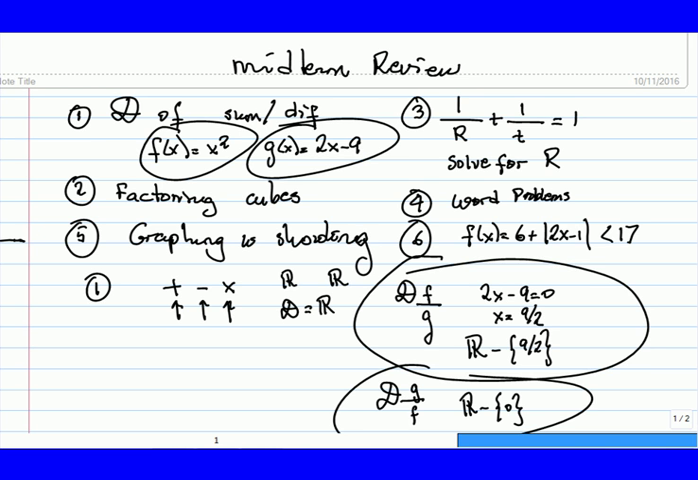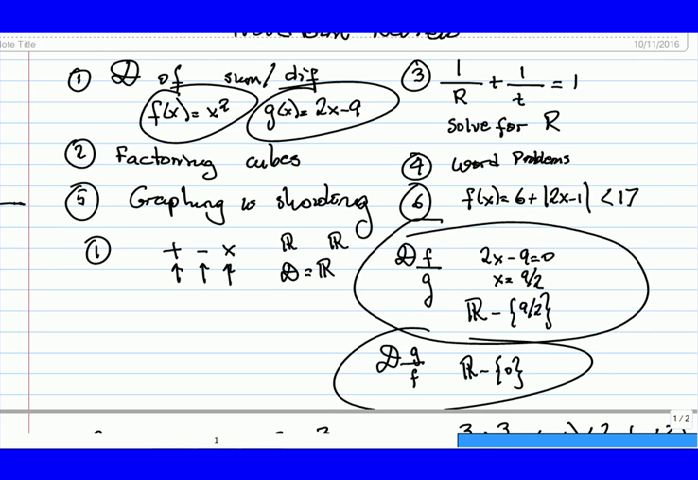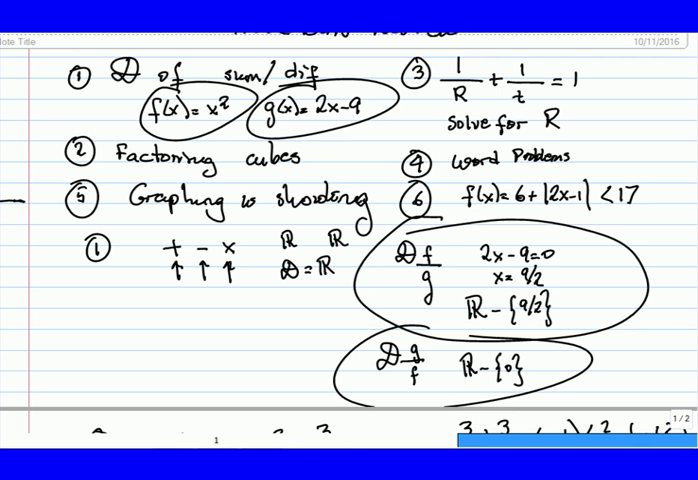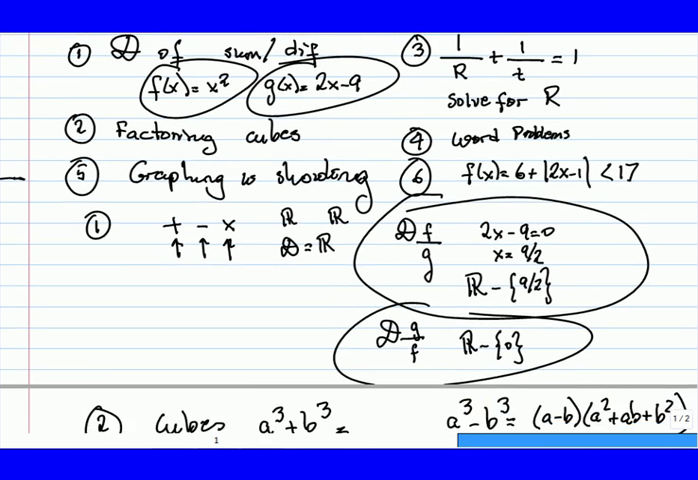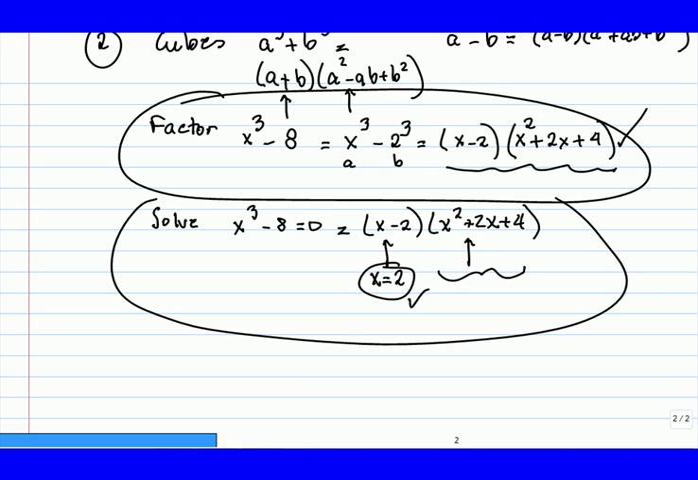Number 3, let's do that. You have to really know, and I did ask that, how to solve formulas. So 1 over r plus 1 over t equals 1. So let's do that.